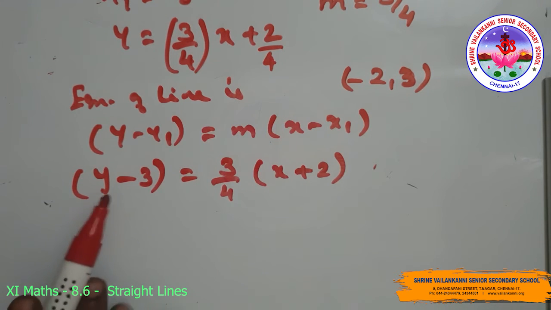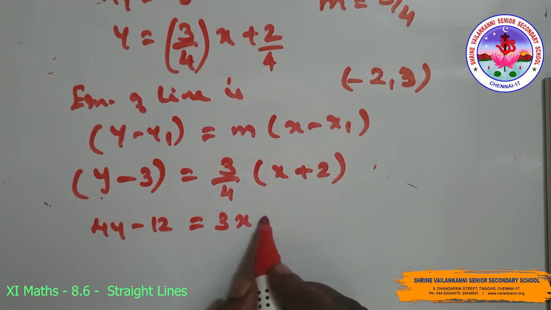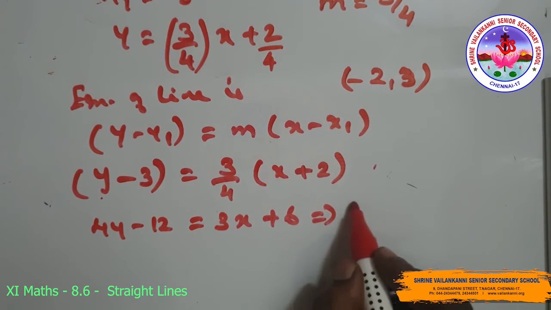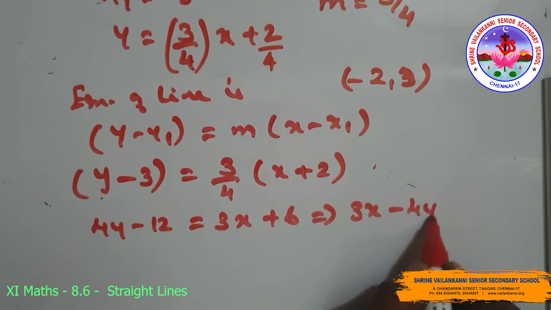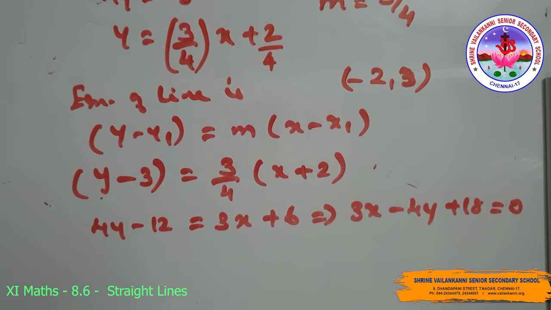Substituting this, we get y minus 3 equal to 3 by 4 into (x plus 2). So 4y minus 12 equal to 3x plus 6, which is 3x minus 4y plus 18 equal to 0, which is the required equation.